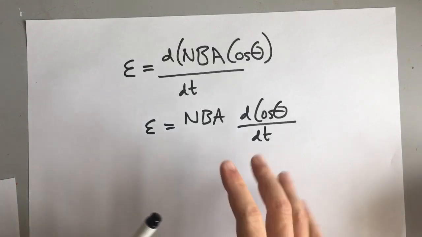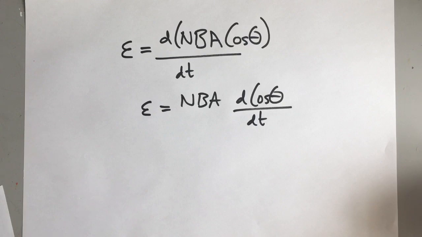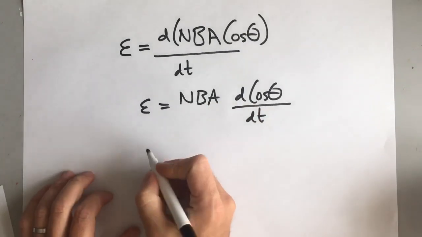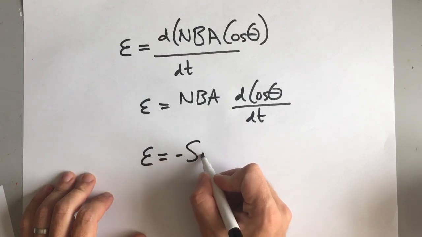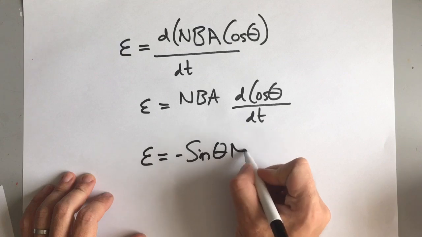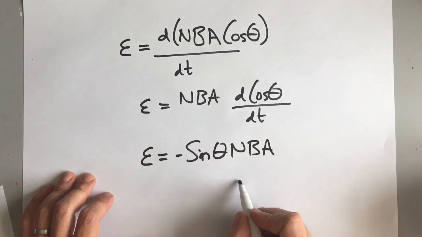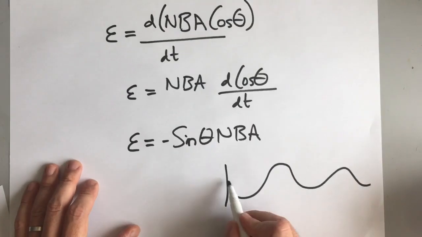So what would we be expecting from a graph of that? Well, if we've got the rate of change of cos something, that gives you negative sine. So we would get the EMF is equal to minus sine theta NBA. And so we'd be expecting a minus sine graph. So we'd be expecting it to look something like that.